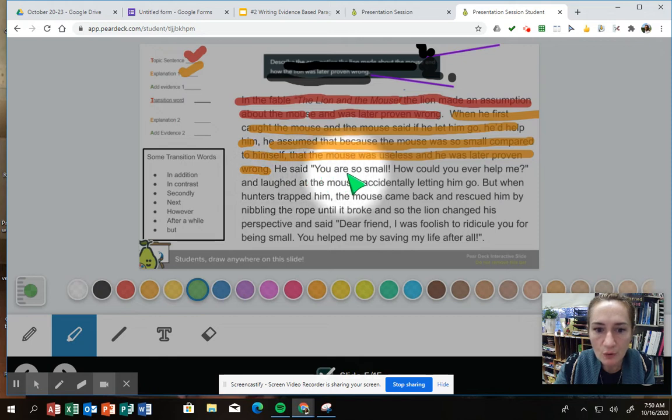He said, quote, "You are so small, how could you ever help me?" That definitely goes along with that. So I'm going to highlight that in green. You should highlight it in green. So I'm going to put a check mark there.